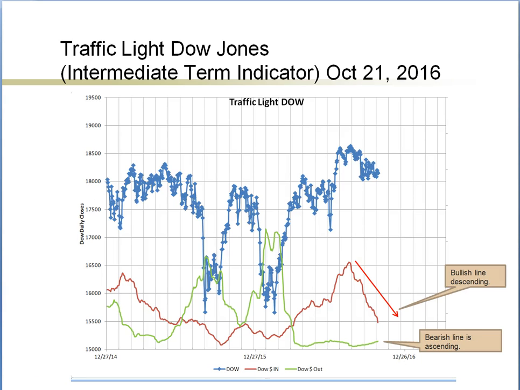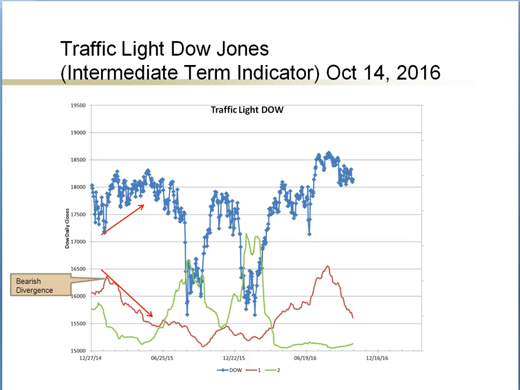Here's the zoom in on the current status. The indicator is demonstrating bearish trades. The red line is descending and the green line is ascending. This has continued to drop as shown, as I pointed out in the last slide, the red line continues to drop and the green line continues to ascend. In the next slides, I will demonstrate how these trades appear in the recent period.